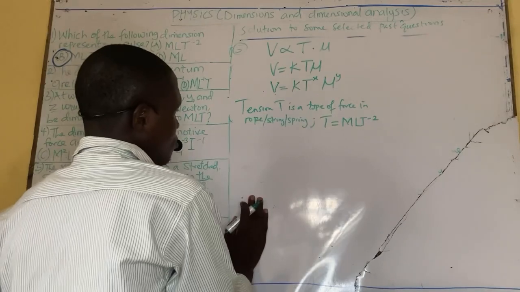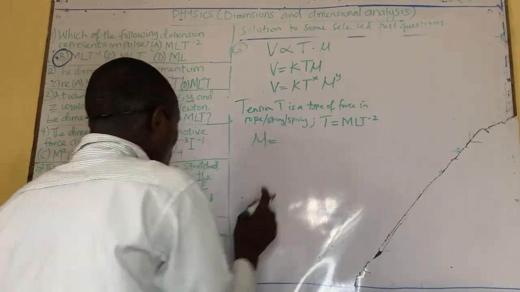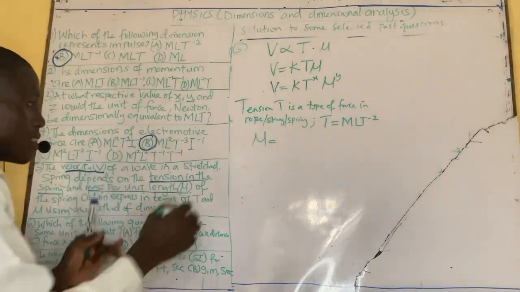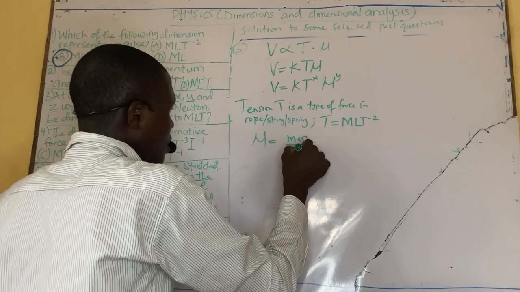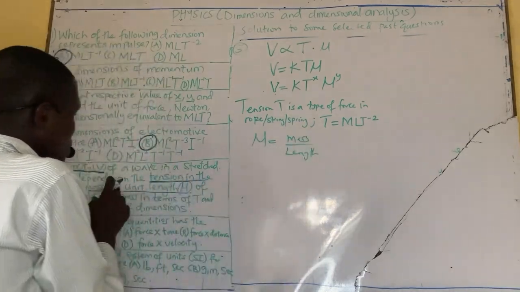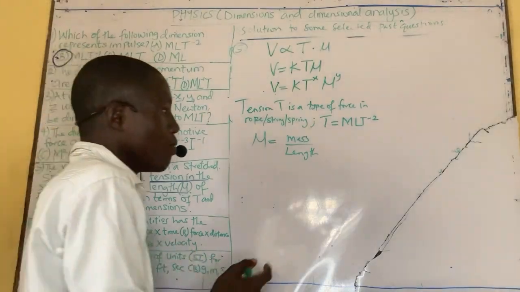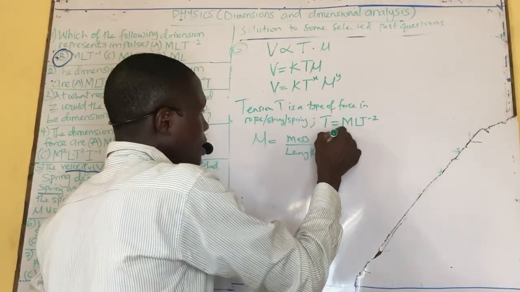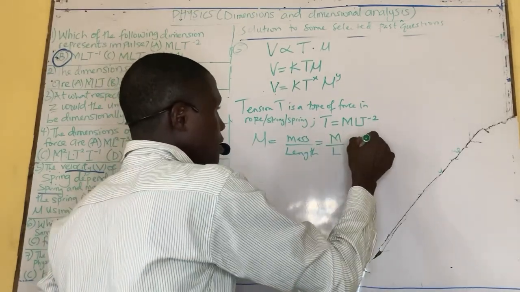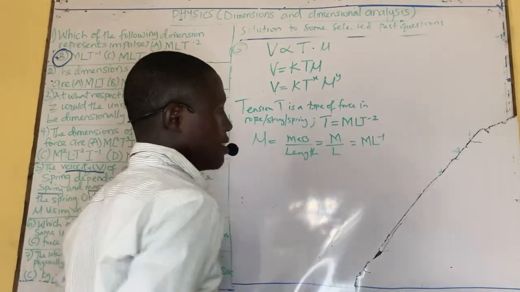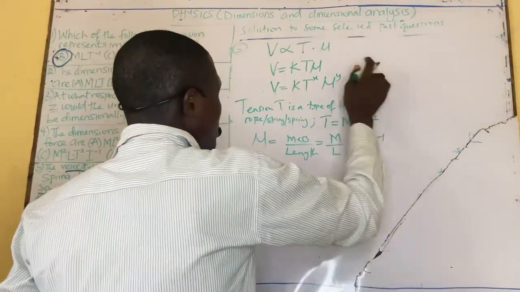So now the other one is mu. Mu, according to the question, is given as mass over length. Whenever you hear per, it means divided by. So it means mass over length, which is capital letter M over L. So the dimension is simply M per L. So you now go back and put this into the equation.